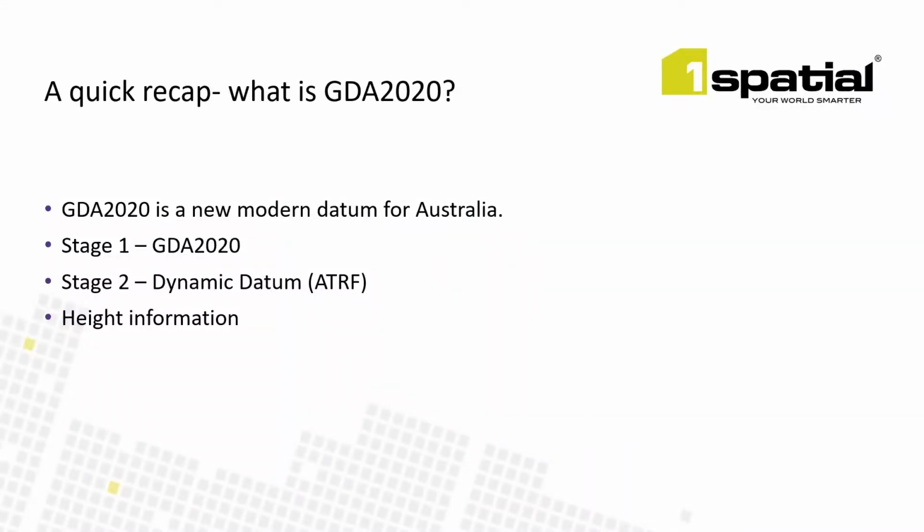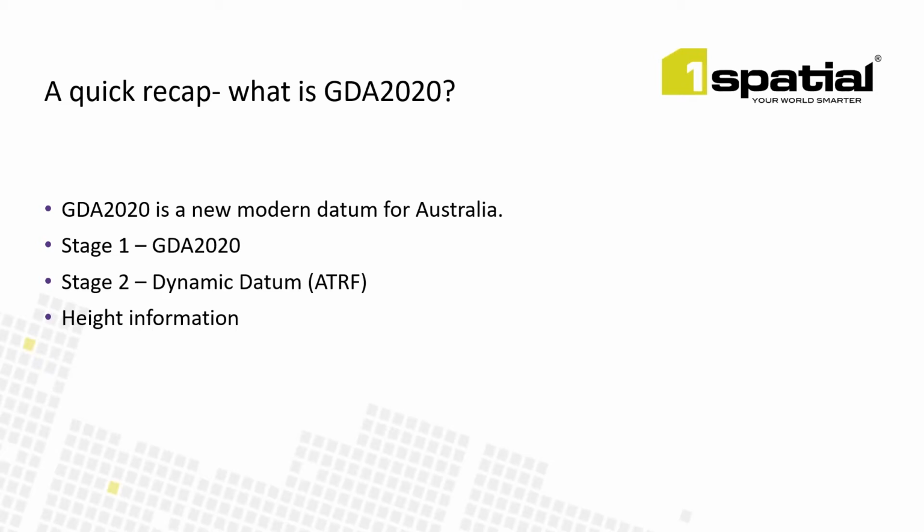So, just a quick recap of the video there. GDA 2020 is a new modern datum for Australia. As the video described, as our country's tectonic plate shifts in a northeast direction, all our current coordinates, which we typically hold in GDA 94, are static despite ongoing changes to the Earth's landscape. This difference starts to become evident and an issue when using high accuracy GNSS.